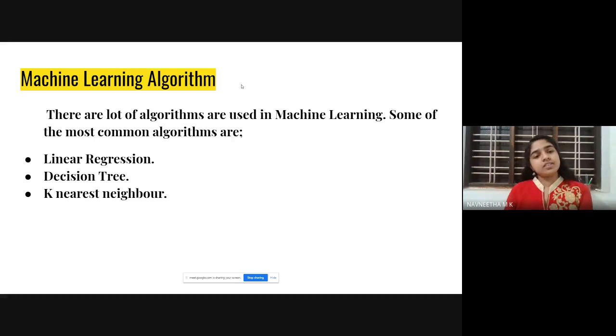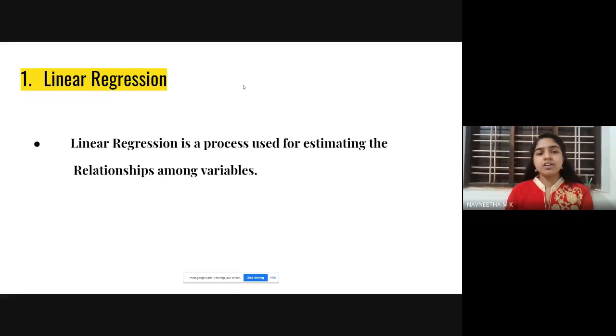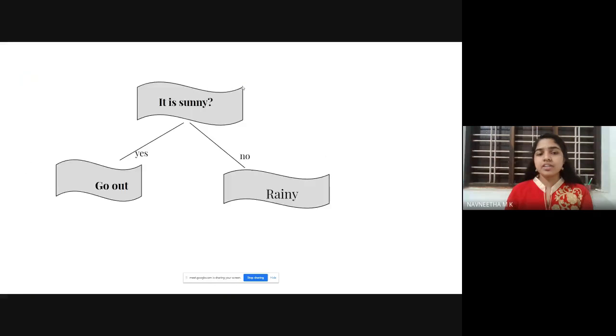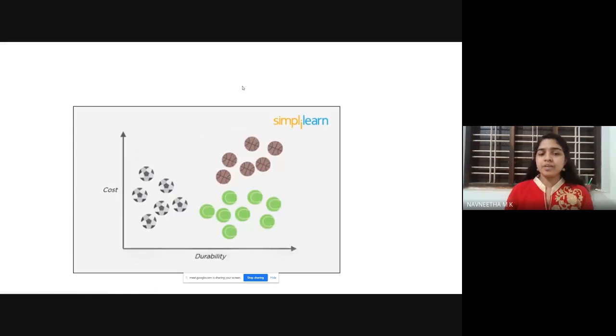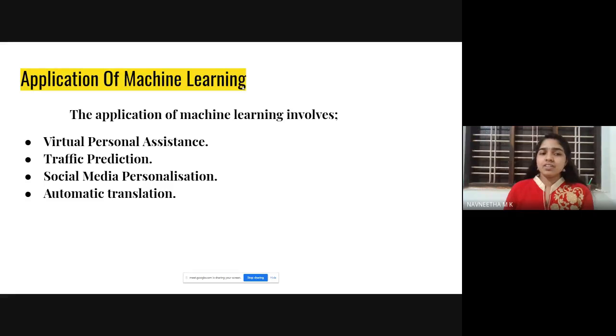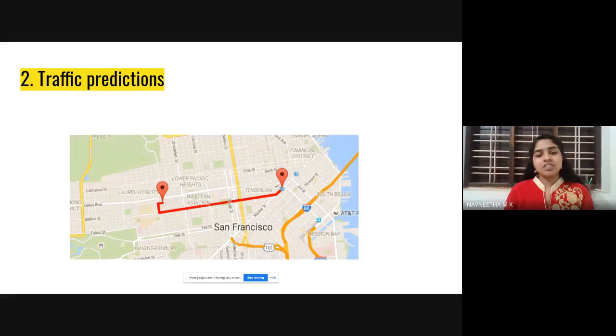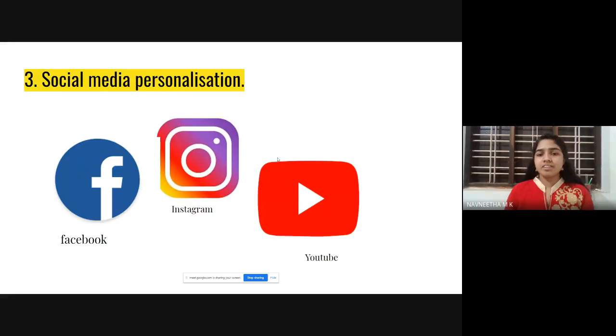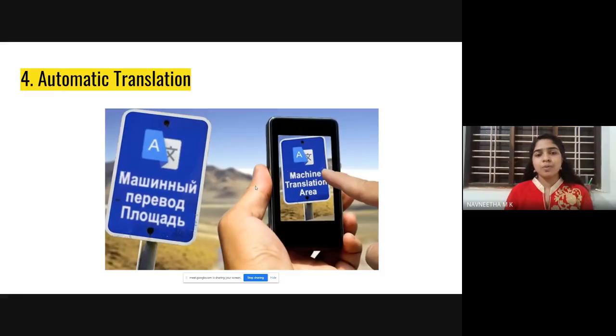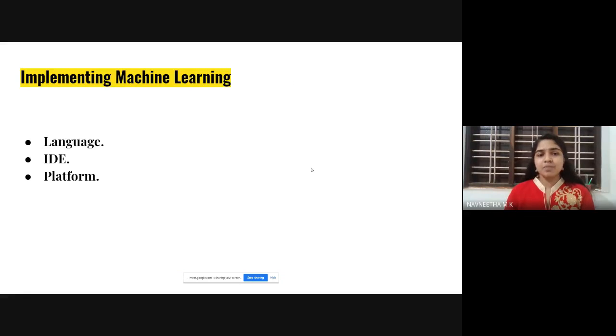Then next we will discuss the machine learning algorithms. There are three types of algorithm: linear regression, decision tree, and k-nearest neighbor. Next one is the application of machine learning. First one is virtual personal assistant, that is Google Assistant. Examples are Google and Alexa. Traffic prediction, social media, automatic translation, etc.